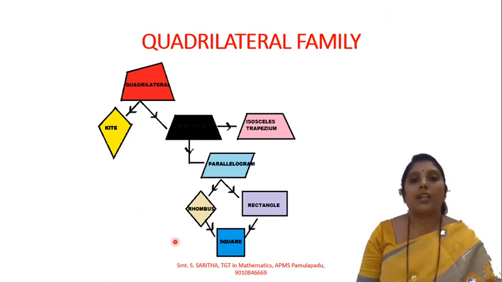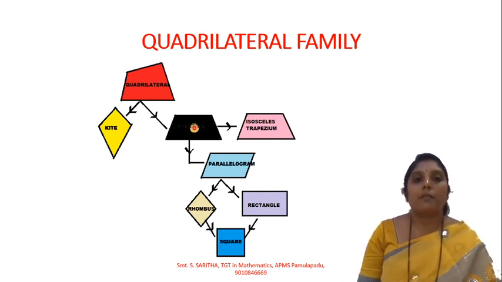If you observe the quadrilateral family, we already discussed that from the quadrilateral, a kite and trapeziums are formed. From trapezium, isosceles trapezium and parallelograms are formed. From parallelogram, rhombus and rectangles are defined. From rhombus and rectangle, a square is defined. So, you can say that a square is a rhombus, a square is a rectangle, and a rhombus and rectangle is a parallelogram.